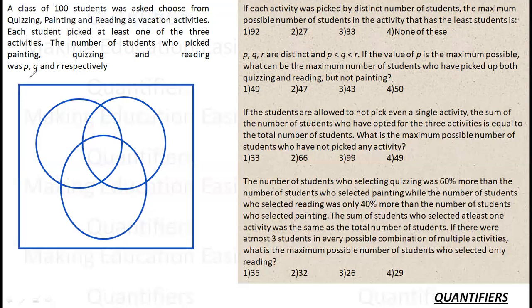So the total universe is of 100 students. Now, what is further given to us? First, let me assign P, Q and R. So this is our painting, quizzing and reading. First question says, if each activity was picked by a distinct number of students, what is the maximum possible number of students for the activity with the least students?